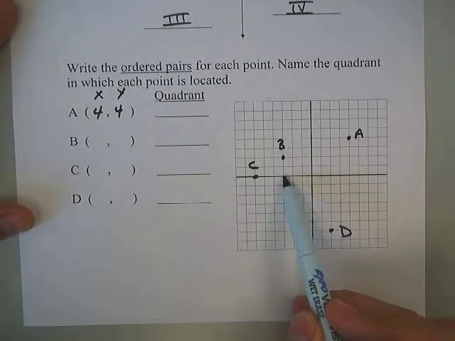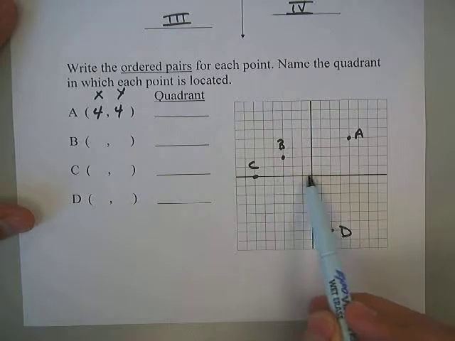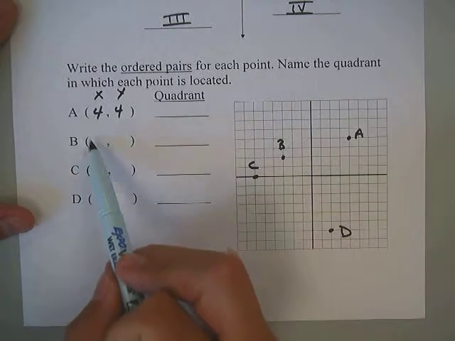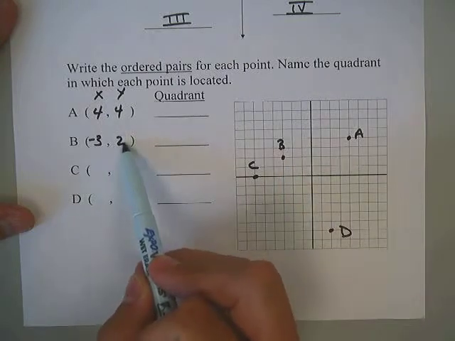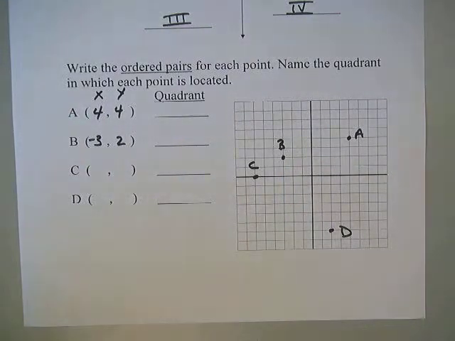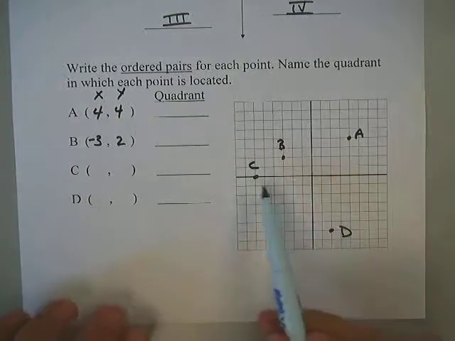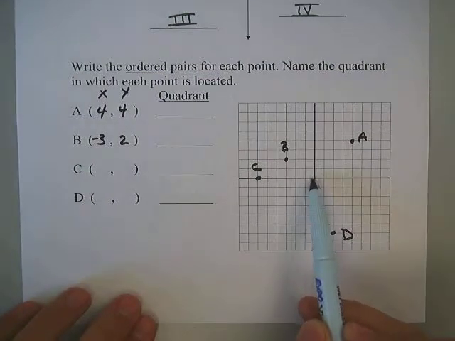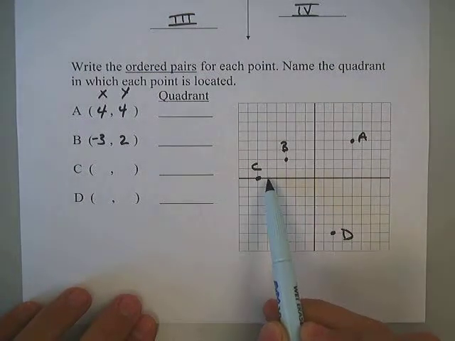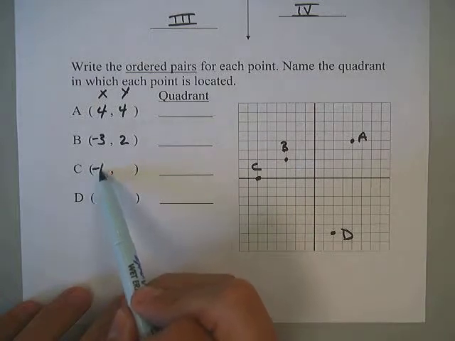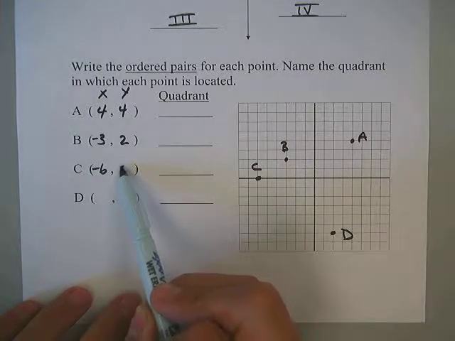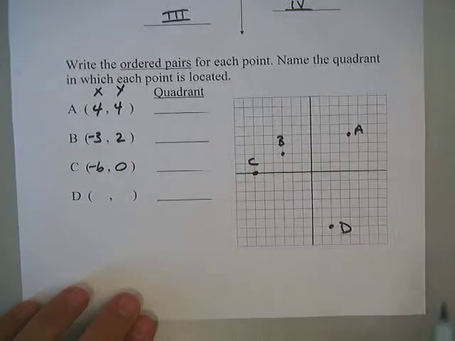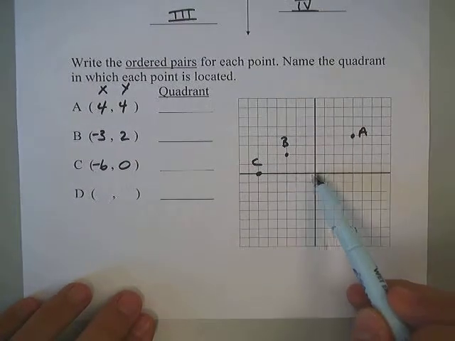Let's try another one. What about B? If I'm going to go to the left, I would talk about it in terms of negative. So this would be a negative 3, and then I'd have to go up 2. Now this point C, I'd have to go to the left 1, 2, 3, 4, 5, 6. That'd be negative 6. And now I don't have to go up or down because it's on the x-axis, so it'd be negative 6, 0.